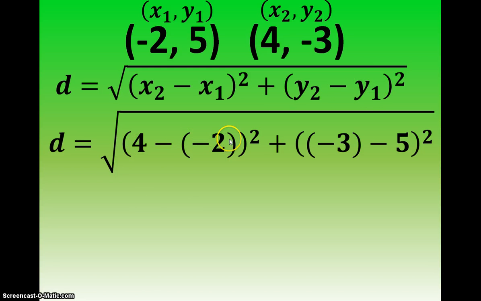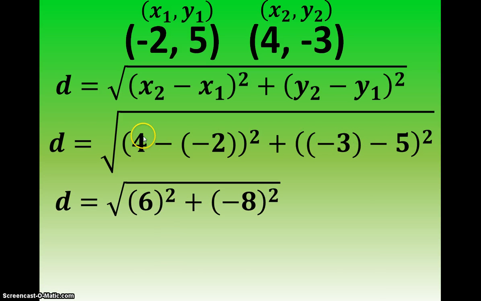Now, again, when I substitute in, I always substitute in with parentheses. You should have learned that last year, because I don't want you to get confused. It's 4, which is x2, minus whatever x1 is. Well, x1 is -2, so I'm left with minusing a negative. If I simplify this, that negative becomes, hopefully you said, a positive. Now -3 minus 5: they're the same sign, so we add them and keep the same sign. So 4 plus 2 is equal to 6, and -3 minus 5 is equal to -8.